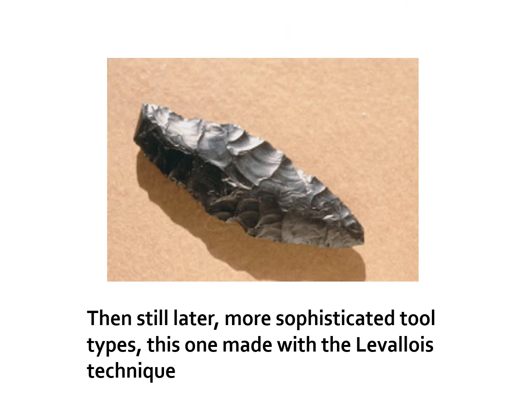This is showing you the more sophisticated tool type that comes later after Acheulean tools. It's something that we call Paleolithic tool type. This one's made with something called the Levallois technique, which is where they take large, broad flakes out of the sides of the arrowhead. You can see the big channels that are created by that, and they continue to do that until it gets down to a razor sharp edge on each side.